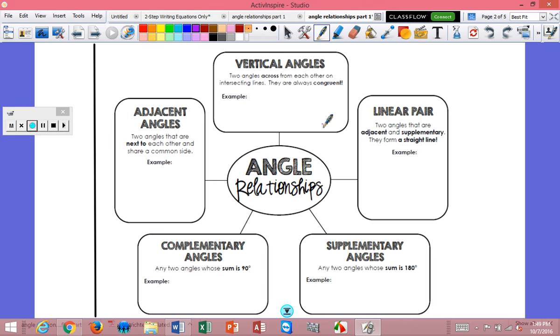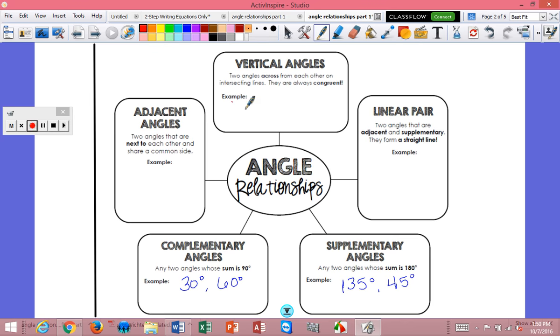All right, so let's go ahead and talk about the different angle relationships that we're going to see. I'm going to start in the bottom left. We have complementary angles. Complementary angles are any two angles whose sum is 90 degrees. For example, 30 degrees and 60 degrees would be a pair of complementary angles because they have a sum of 90. Now supplementary angles are any two angles whose sum is 180 degrees. For example, 135 degrees and 45 degrees would be supplementary because their sum is 180 degrees.